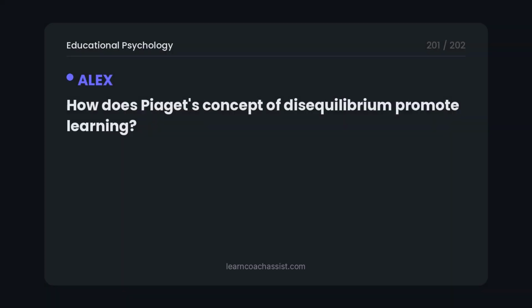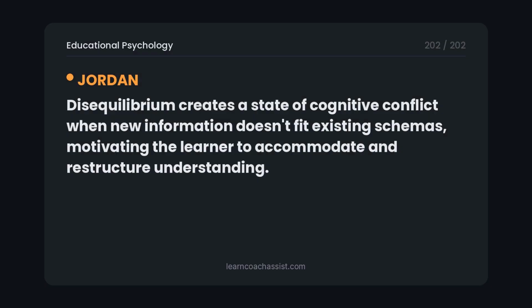How does Piaget's concept of disequilibrium promote learning? Disequilibrium creates a state of cognitive conflict when new information doesn't fit existing schemas, motivating the learner to accommodate and restructure understanding.